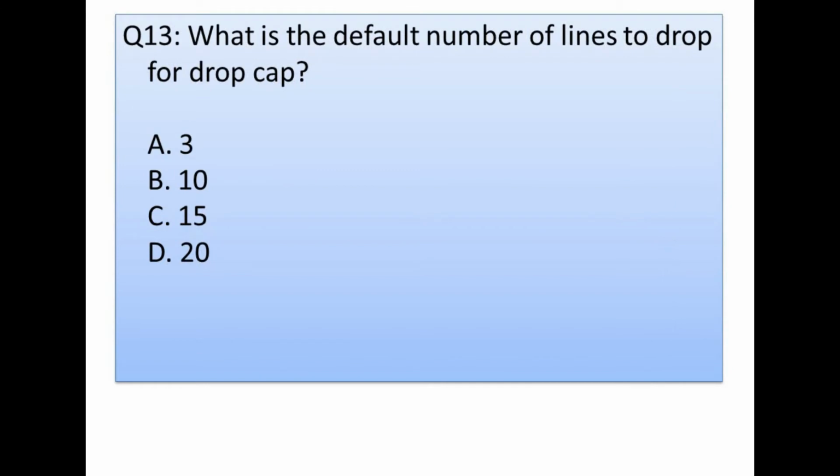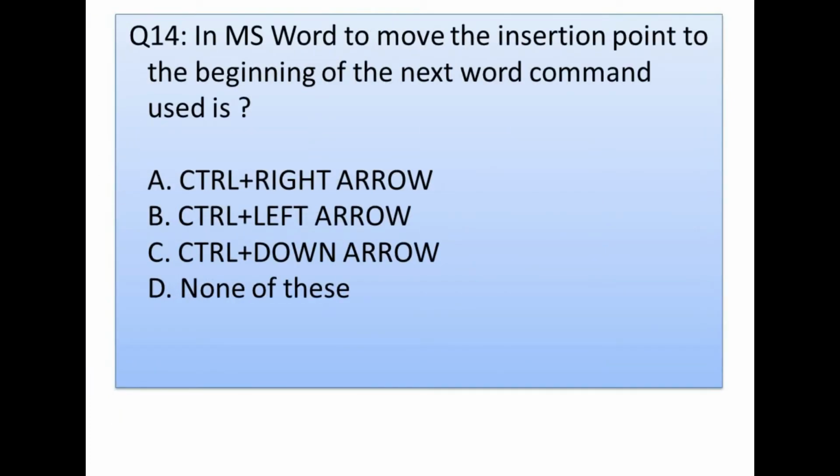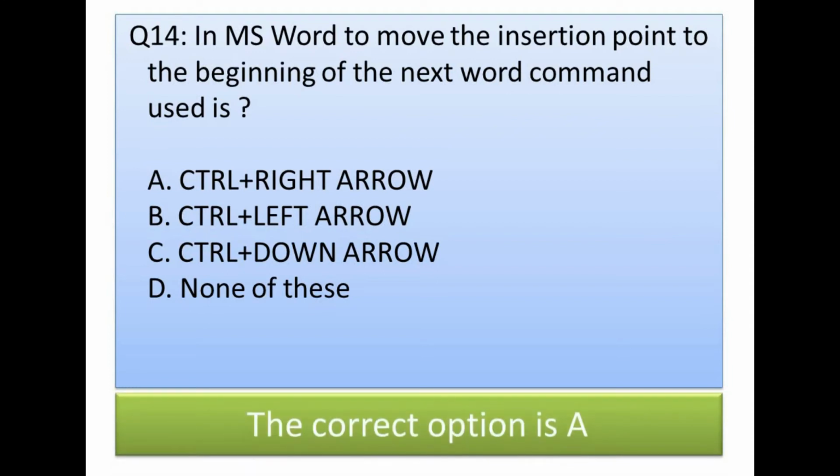What is the default number of lines to drop for drop cap? 3, 10, 15, 20. So the correct option is A. In MS Word, to move the insertion point to the beginning of the next word, command used is Ctrl plus right arrow key, Ctrl plus left arrow, Ctrl plus down arrow, none of these. So the correct option is A.